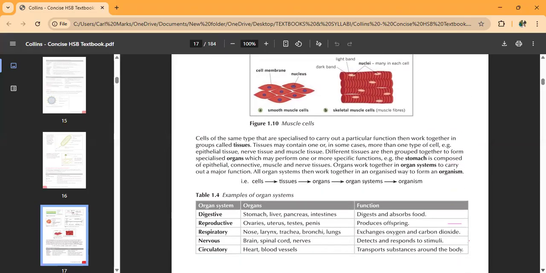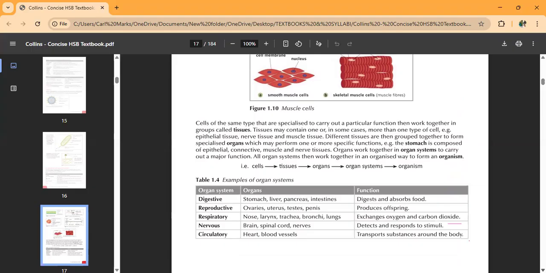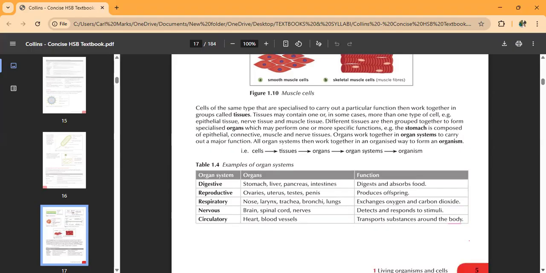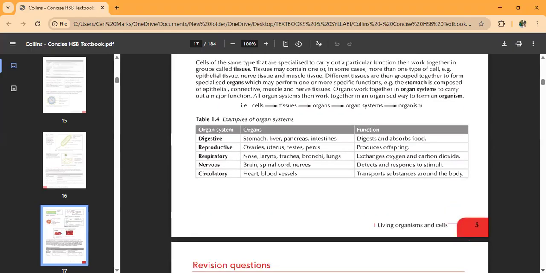So from cells, a group of cells combine to make tissues. Different tissues can form organs, and different organs can work together to give us organ systems, and the whole set of organ systems form an organism. So the last table in your notes basically tells you about the different organ systems, their organs, and their function.